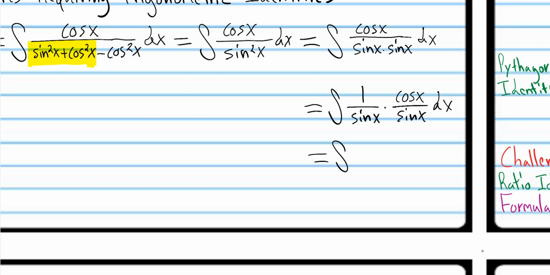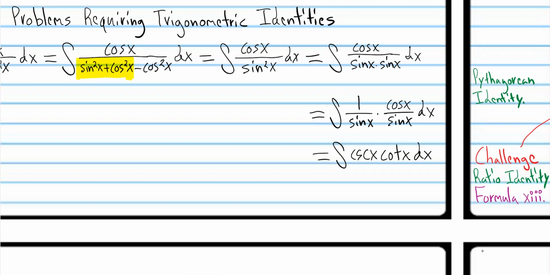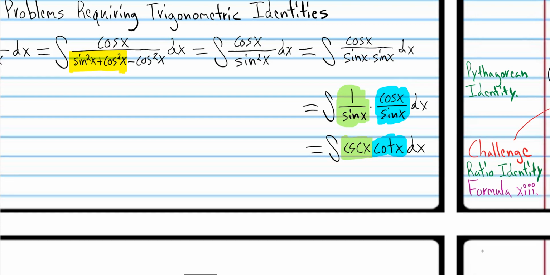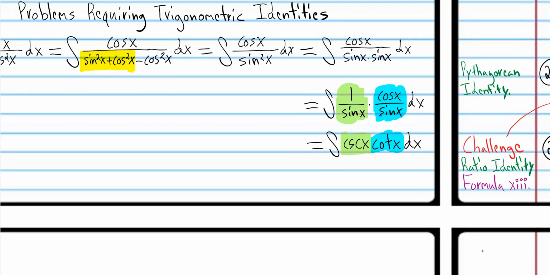So 1 over sine, that's the reciprocal identity. That just becomes cosecant x. And this is a ratio identity. That's just cotangent x. Again, these are all things that you're going to be just expected to know. And calculus students will typically say, like I said, they'll say, this is not fair. How am I supposed to remember all this? Well, again, you didn't learn all that stuff in previous courses for no reason. You learned it because you're expected to know it at this point.